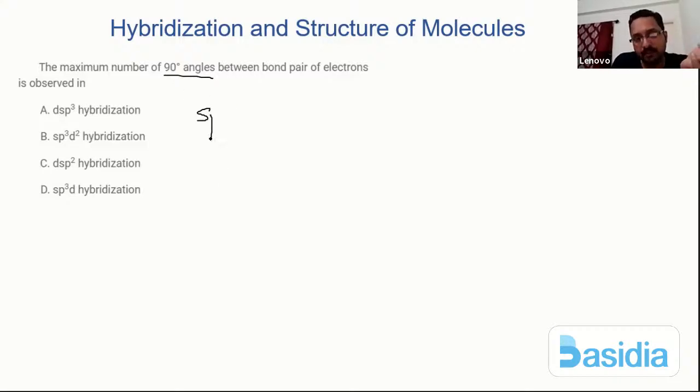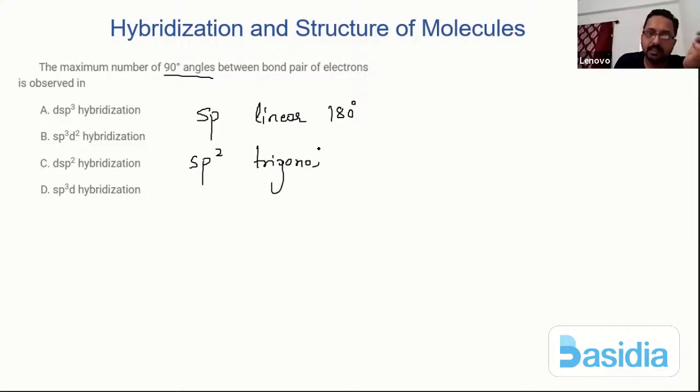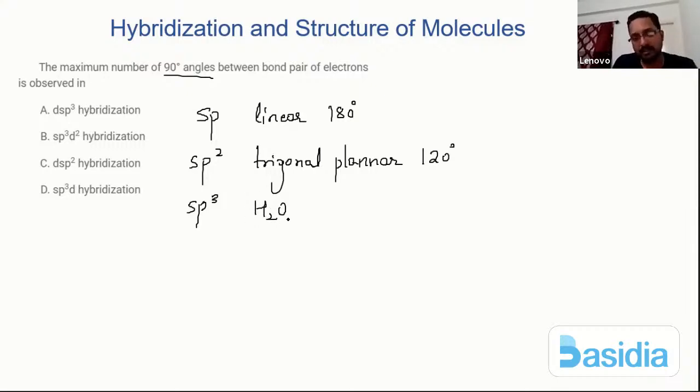For example, if we say sp hybridization, the molecule is linear, and the bond angle is 180 degrees. If we come across sp2, it is a trigonal planar structure. I think I have given you all these structures. The bond angle is 120. If we come to sp3, again, different bond angles. If we come to H2O, the bond angle is different. If we come to NH3, different. If we come to CH4, different.